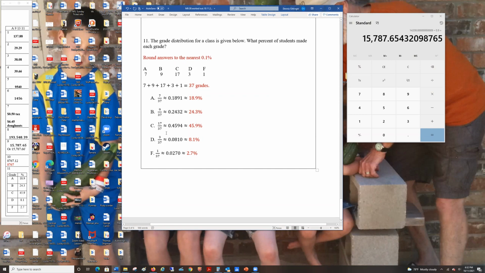17 C's turns out to be 45.94. And again, the 4 is not big enough, but if it were a 5, then it would be 46.0%. Because of 9, you can't put a bigger digit than that. And 3D's are 8.1%, 8.10, and the 1F is 2.70, and the zeros were not big enough to bump it up. And that, ladies and gentlemen, hopefully will shed a little light on all this.